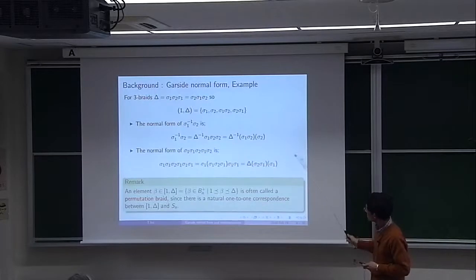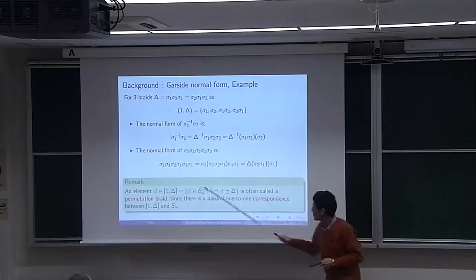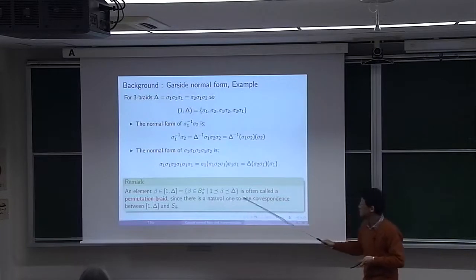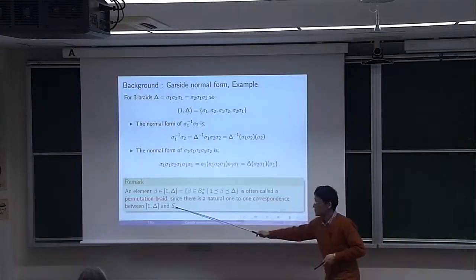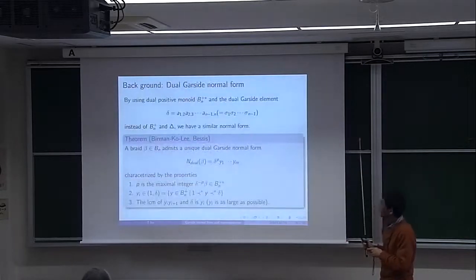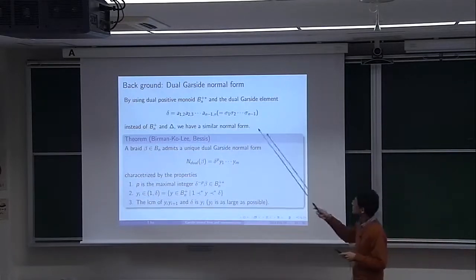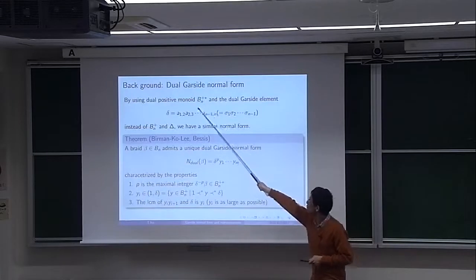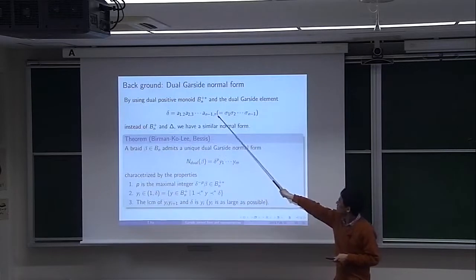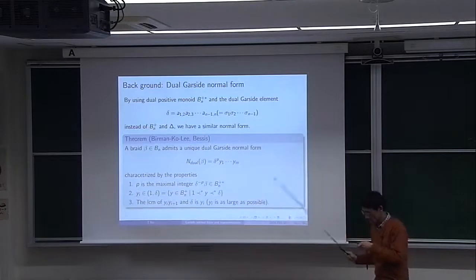Here is an important remark. The set of elements between 1 and delta is often called the set of permutation braids because there is a one-to-one correspondence between this set and permutations of n elements. Again, using the dual Garside structure, we have a similar normal form. Instead of the positive braid monoid, we use a dual positive monoid and the dual Garside element defined by this element. We have a similar normal form characterized by similar properties.